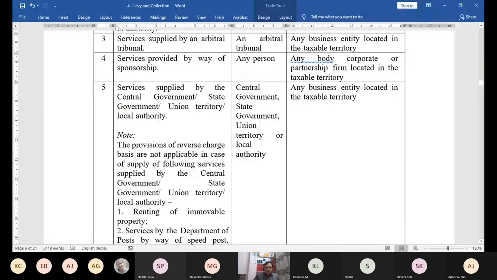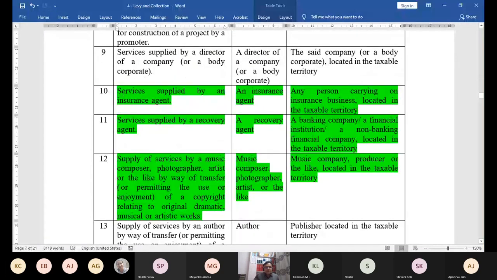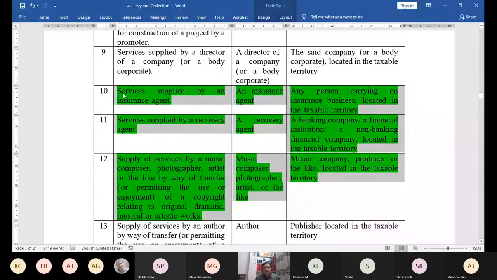Next, you note down these three: 10th, 11th, and 12th. Hurry up. Please note down these three. So we'll be having 4 examples of intrastate supply which are covered under reverse charge under 9.3.